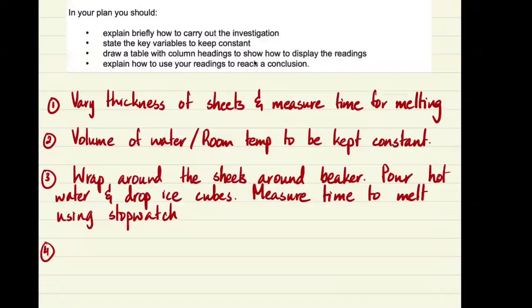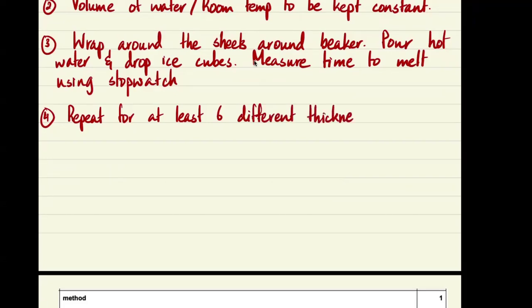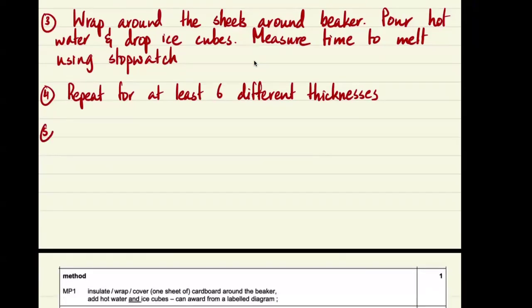That's what I'll also talk about here. So repeat for at least 6 different thicknesses. If something like this is said, you can also say that, for example, you repeat the experiment multiple times for a certain thickness and average for the average time. So repeat for at least 6 different thicknesses, and then you talk about the table.